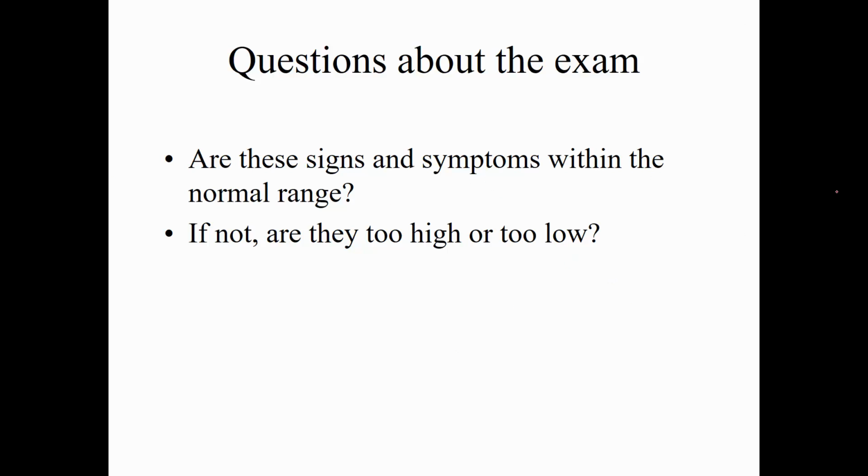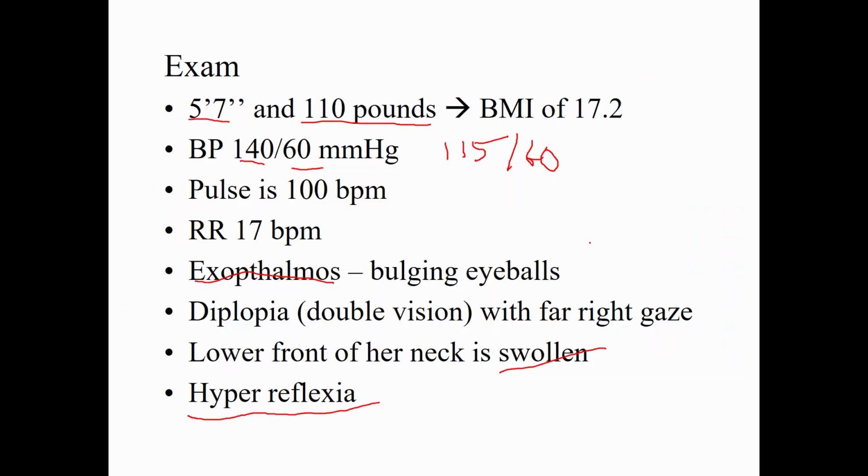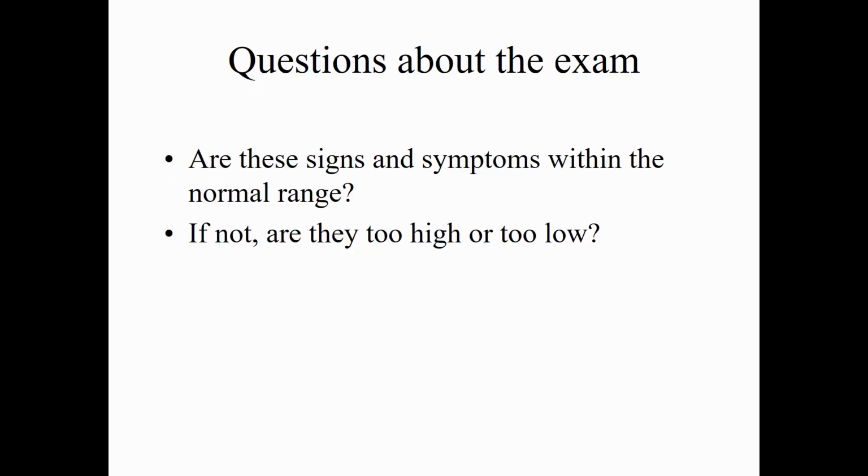So are these signs and symptoms within the normal range? If not, are they too high or too low? And as we've gone through, her BMI is too low. Her blood pressure is too high. Her pulse is too high. Her respiratory rate is too high. This is not a healthy sign. Her neck is swollen and her reflexes are too brisk.